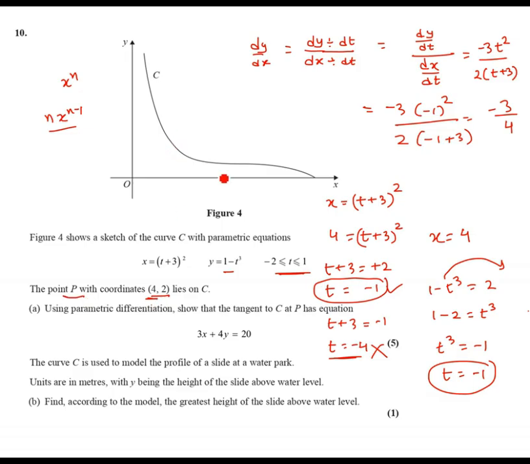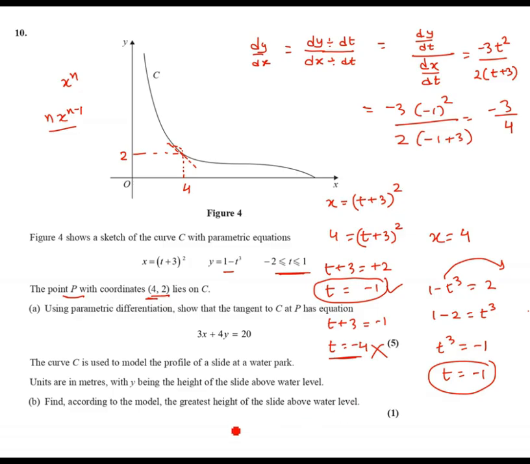(4, 2) will be roughly somewhere here. The x coordinate is 4 and the y coordinate is 2. We don't know where exactly, but let's say this is 4 on the x axis and this is 2 on the y axis. So at this point we worked out the tangent. The gradient of the tangent is this.